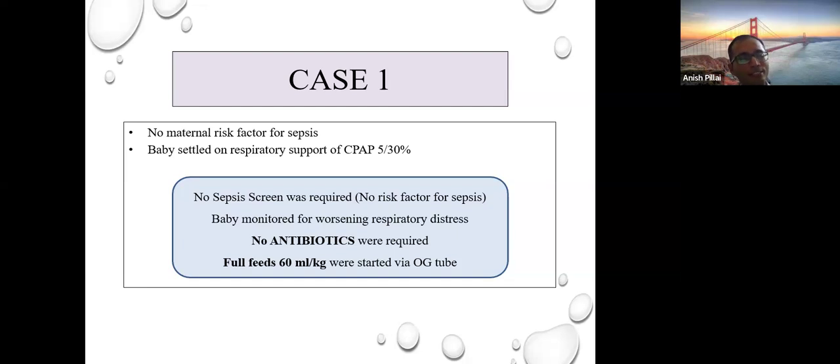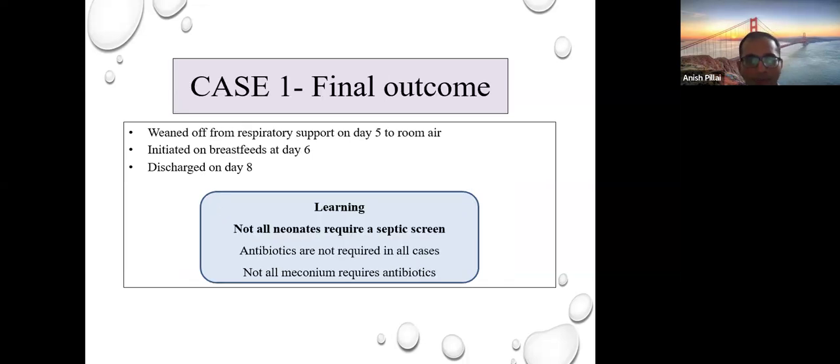But if by chance, second day, third day, everything is going worse, then you rethink. Okay, now this symptom can't be, looks like meconium. So let me now think of sepsis. As I think the people correctly mentioned, this baby neither requires a screen nor requires antibiotics. So the message is, not all neonates require a sepsis screen, and antibiotics are not needed. Meconium babies also may not need antibiotics. So this baby was healthy and discharged by 8 days of life.